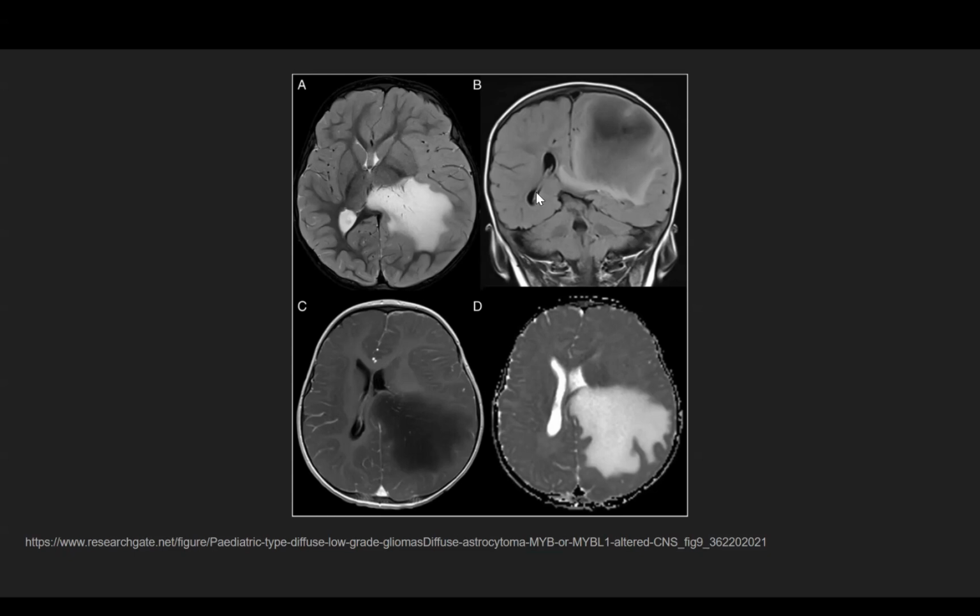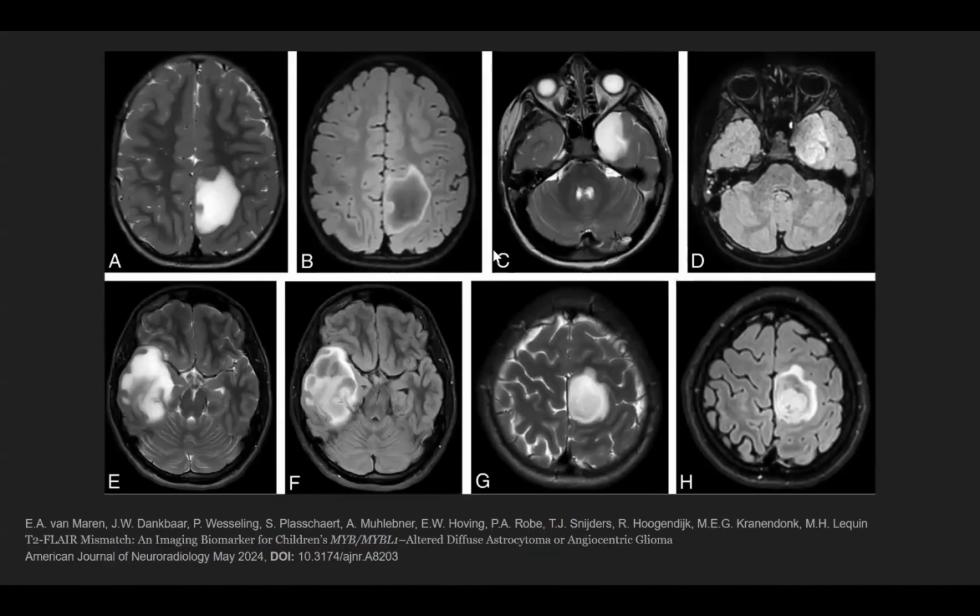I have another radiology to share. What do you think is going on? In all of these images, there is a common theme.